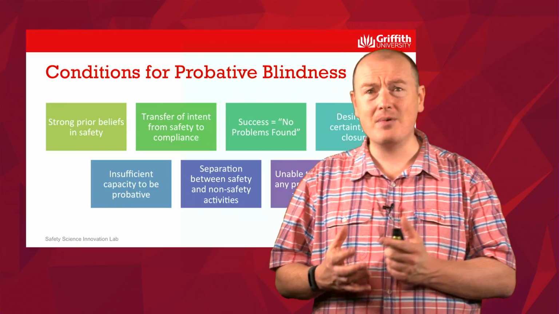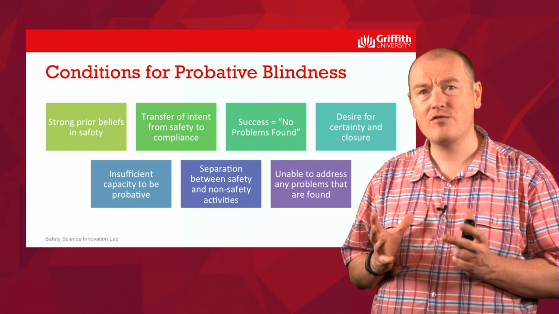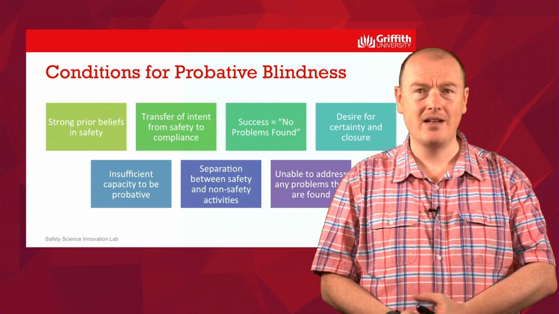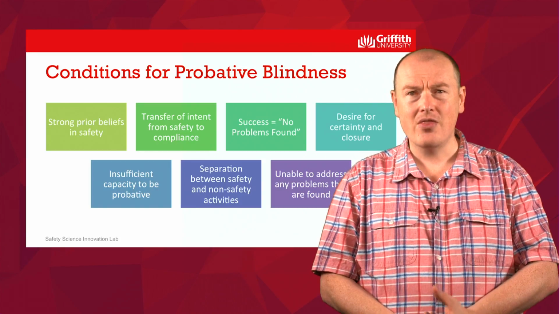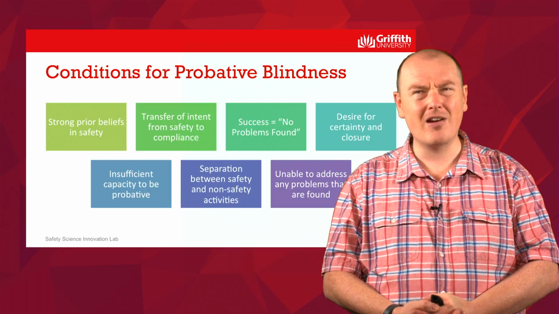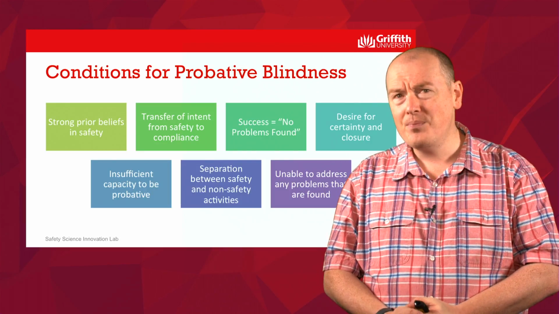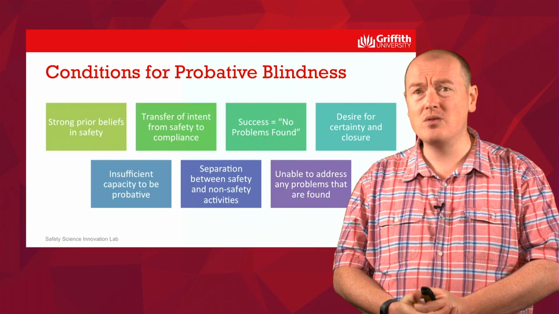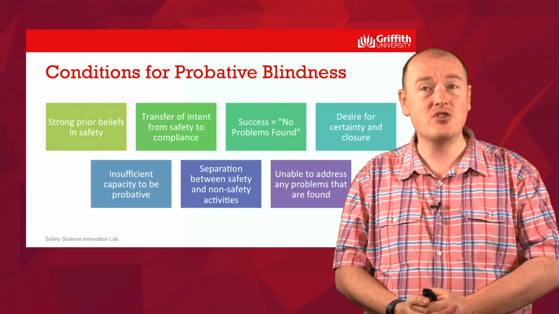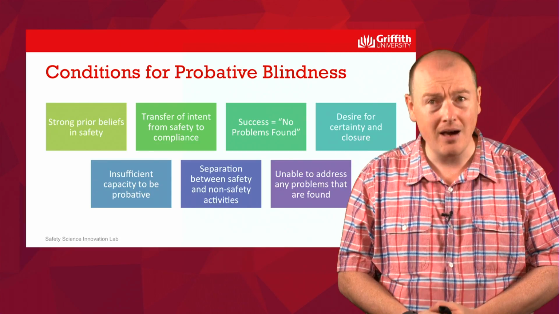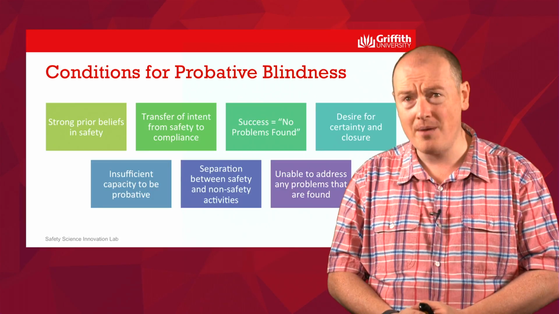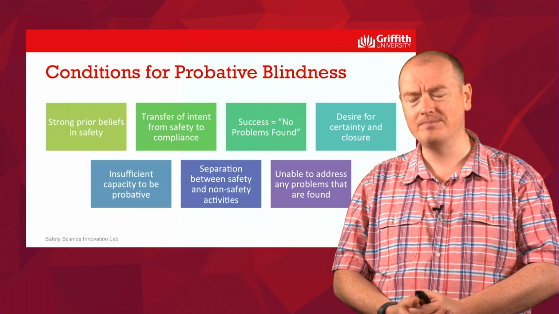The second thing we see is a transfer of intent from safety to compliance. In each of these accidents, the word compliance appears an incredible number of times. People were not genuinely trying to make sure the system was safe. They were genuinely trying to make sure that they complied with the safety requirements or the safety program requirements.